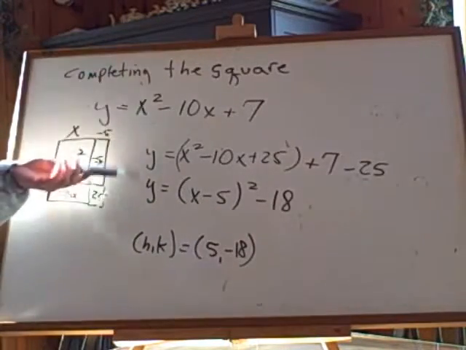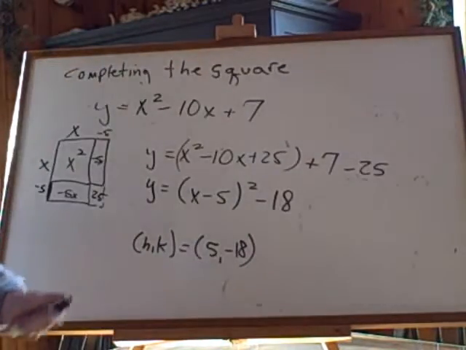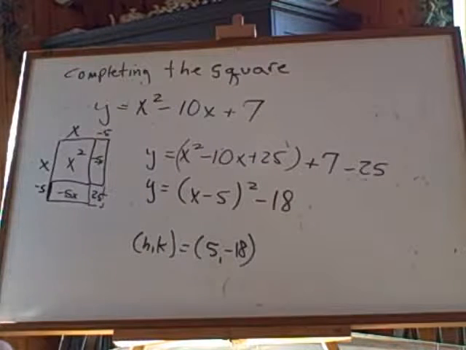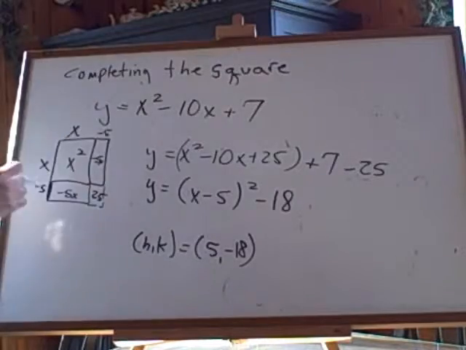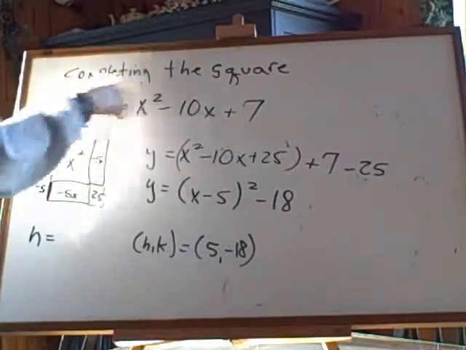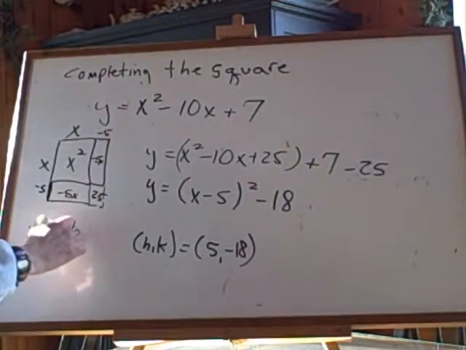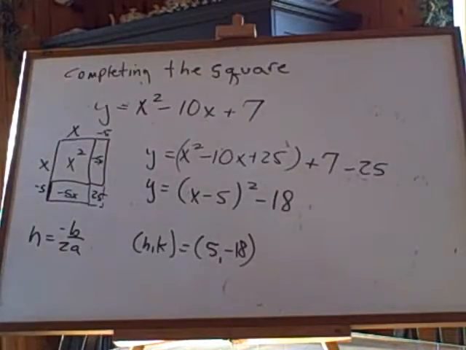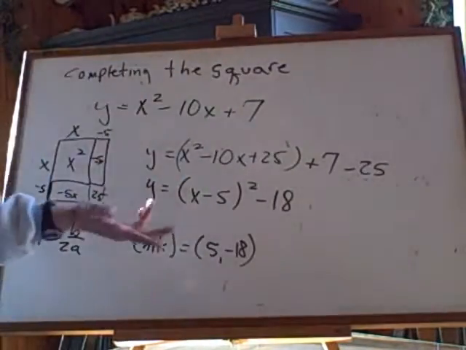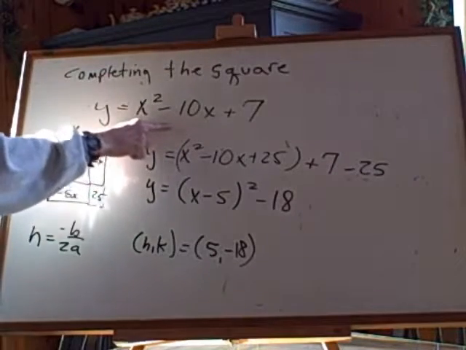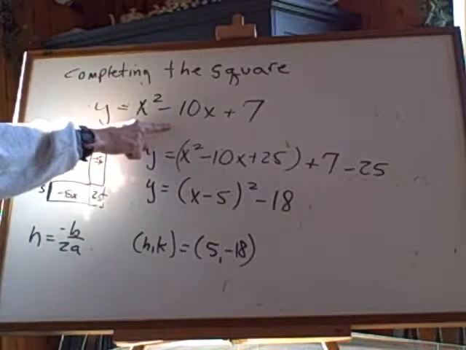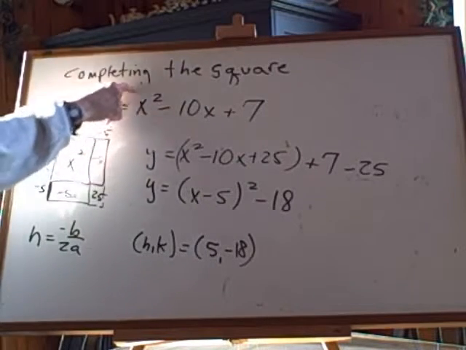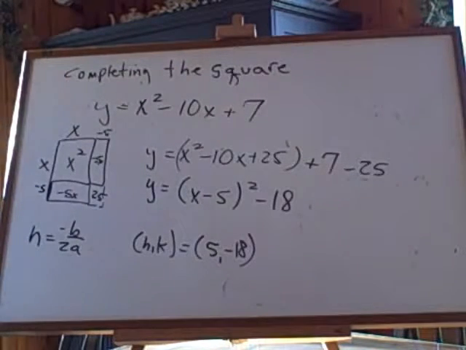Can you see how that makes it easy to graph? It's also kind of an interesting thing if you remember when we were trying to graph it using h equals negative b over 2a, right? Well, we're taking b, the opposite of that would be negative b, which would be a positive 10. Divide that by 2, you get a 5. And a here is 1. So you can kind of see where the negative b over 2a comes from to come up with the h part.